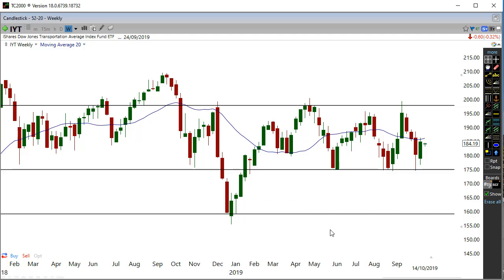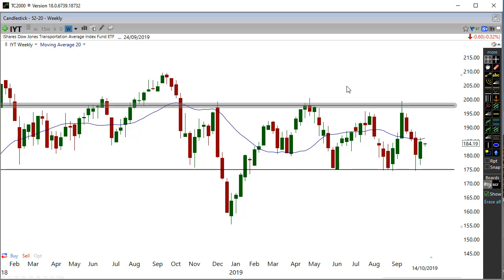So what you want to do is find the channel itself. You want to find the resistance to the support to the resistance, and you want to find as many touches as possible within that channel. As you can see, we're in this channel right now. The question is, wherever it breaks, we want a good idea of where it's likely to run to once it does break. Let's say the market does hold here and we start to break down past this 175. Then where is it likely to go?